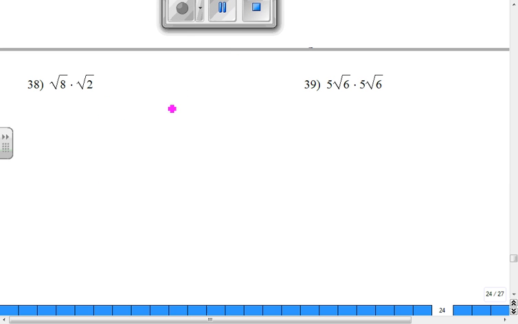Okay, when we multiply radicals, when we multiply square roots, radical and square root meaning the same thing, if the number is inside the square root, it stays inside the square root. If the number's on the outside, it stays on the outside. So, the square root of 8 times the square root of 2, they're both on the inside. So we're going to make a square root, and then we're just going to multiply them.